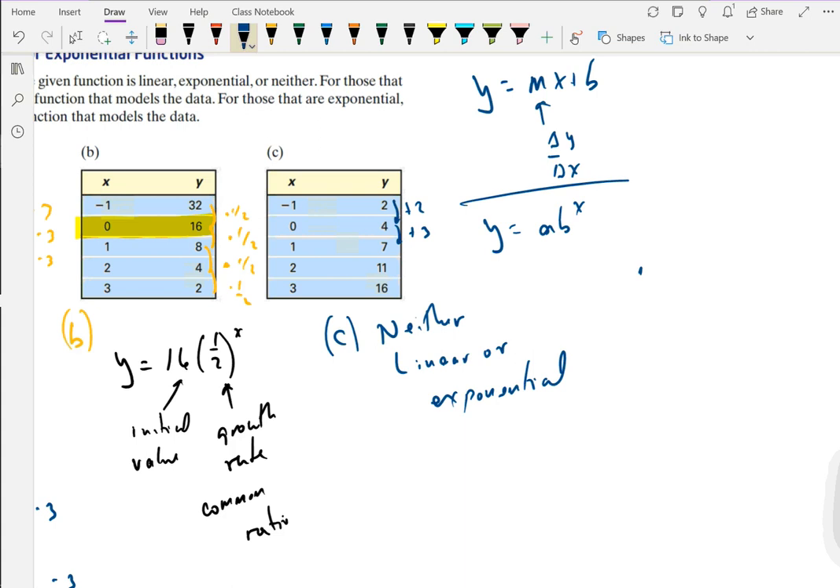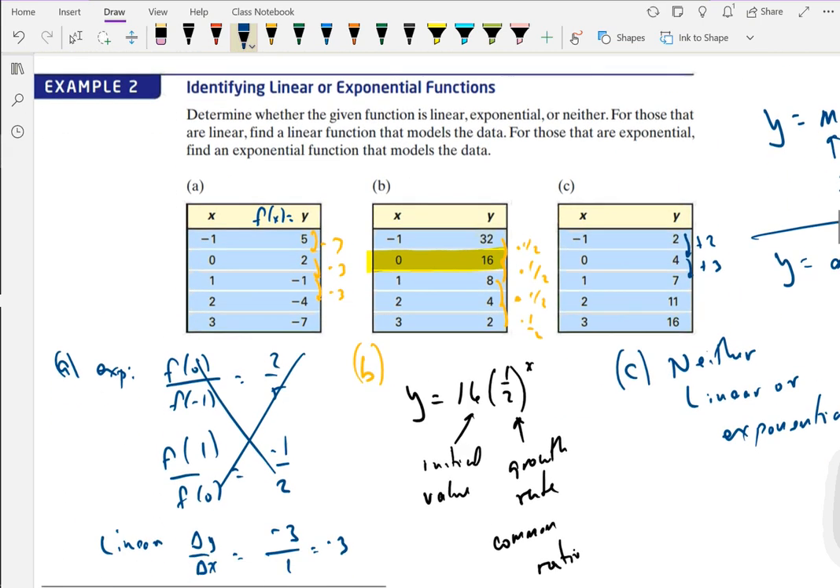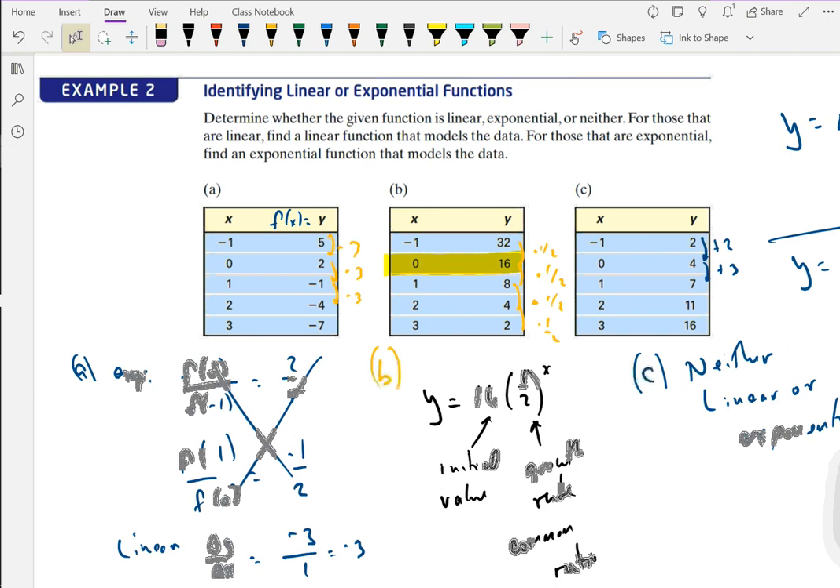Because for the linear, I need to be adding or subtracting the same amounts all the time. And for the exponential, I need to be multiplying or dividing by the same amount all the time. Okay, so a couple different ways we can take a look at what's the difference between these different pieces. Okay, all right, so we've talked about the exponential function a fair amount.